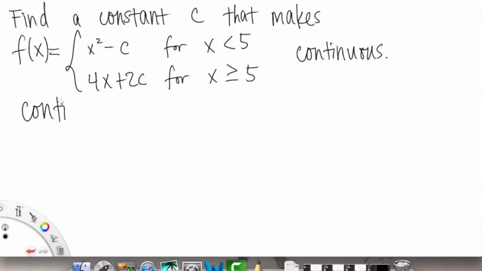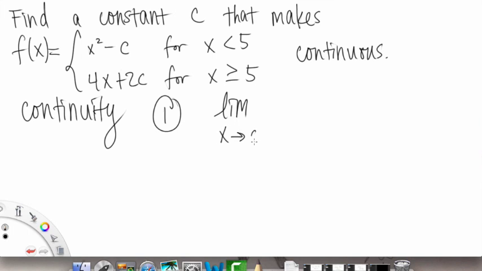So continuity, we have to have this, remember our all-important equation number one, be true. So the limit as x approaches some c value of our f of x has to equal the value of our function at that point, at c, x equals c.